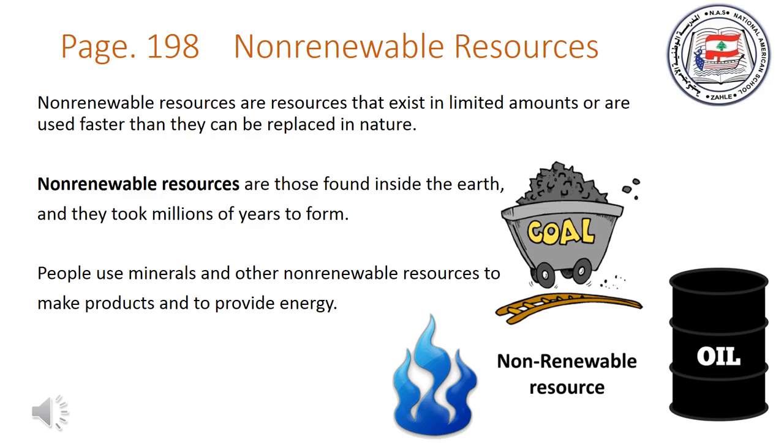To understand better, let's look at these examples: coal, oil, and natural gas. These are non-renewable resources. Do you have an idea why coal is a non-renewable resource? When coal is burned, it cannot be used again, and there is a limited supply in the ground. Similarly for oil and for natural gas. For that, these are called non-renewable resources.